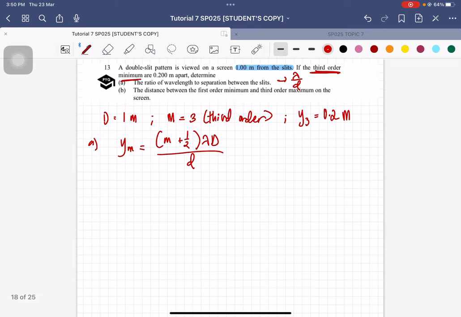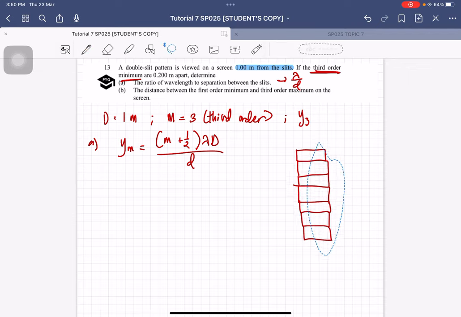Okay. Kan tadi soalan cakap the question is saying that this is the third order minimum are 0.2 meter apart. So kita ada central bright, kita ada dark, kita ada dark, kita ada bright, kita ada bright, kita ada dark, kita ada dark. Okay, so third order.